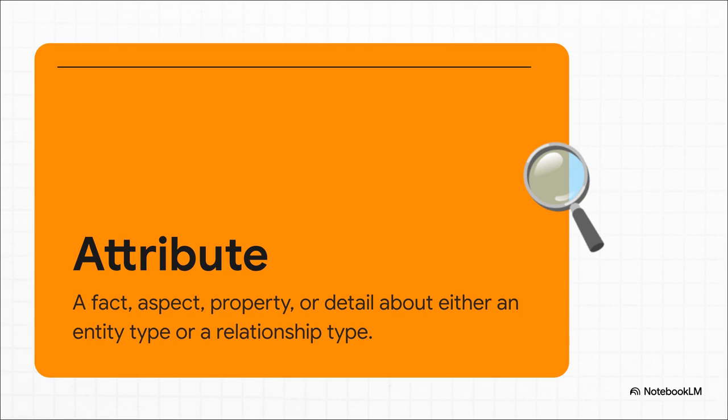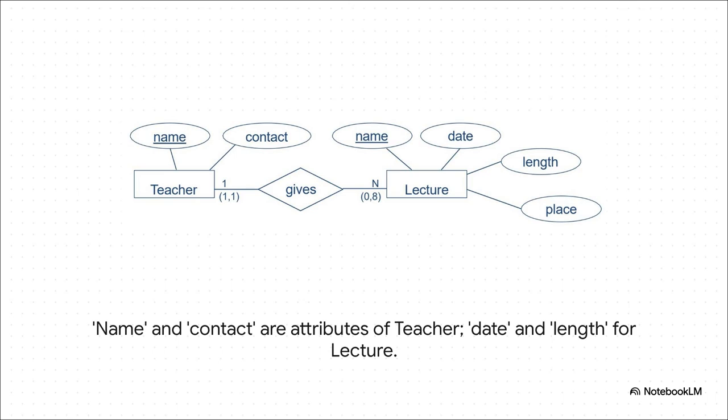So if entities are the nouns, then attributes are kind of like the adjectives. They're the specific properties or details we need to store about each entity. And here's a key rule. A given attribute can only describe one single entity. Here's how attributes look in what's called Chen notation. You see them as these ovals connected to their parent entity. So for our teacher entity, we're tracking name and contact. For the lecture entity, we've got date, length, and place. Each one of these ovals basically represents a column that we'd end up creating in a database table.